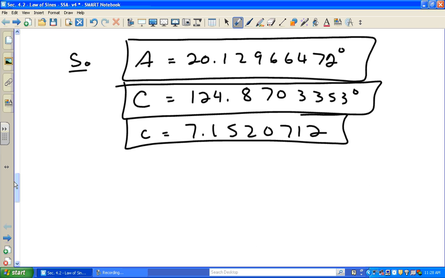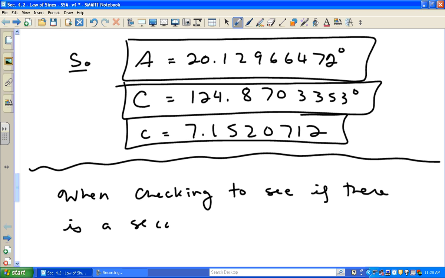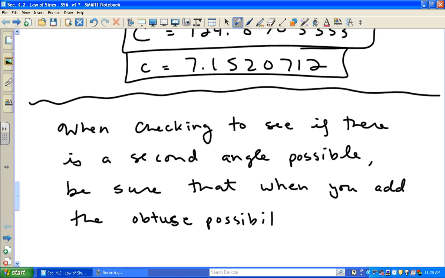On this, what I want to re-emphasize is that when checking to see if there is a second angle that's possible, be sure that when you add the obtuse possibility, in other words, what I mean by that, when we solved for angle A here, we were left with two options.